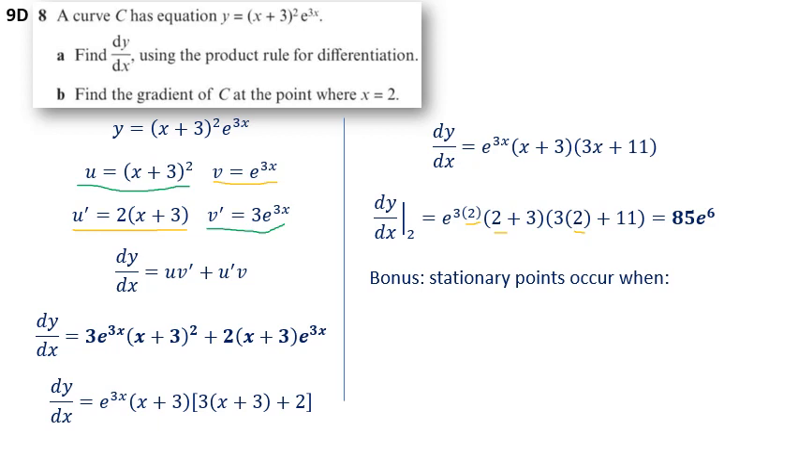Stationary points occur when the gradient dy by dx is 0. So let's look at when dy by dx is 0. Here's one of the factors. X add 3 is a factor. So we look at what happens when x add 3 is 0.